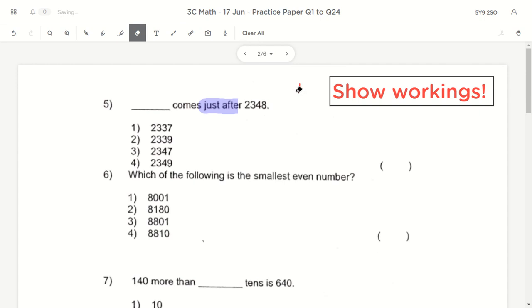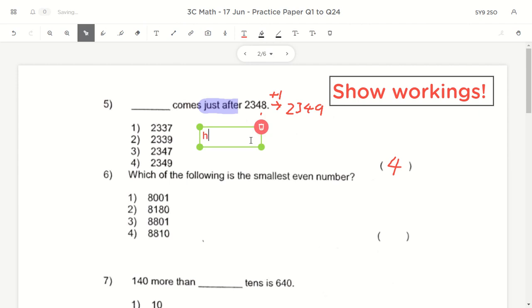So basically, what is just after 2348? All I need to do is just add 1. So it will be 2349, which is answer 4. Some of you don't understand what I mean by just after. It means the next number, right? So this actually means the next number.